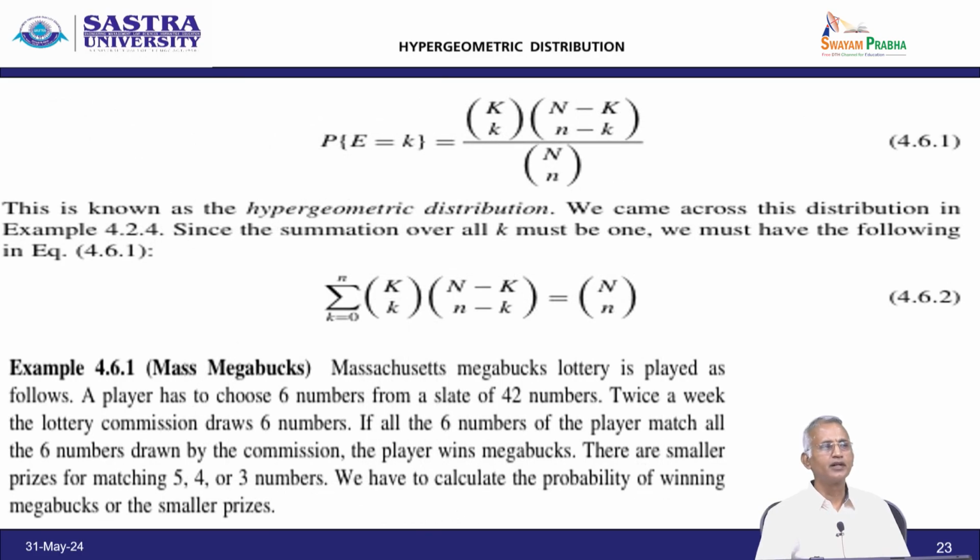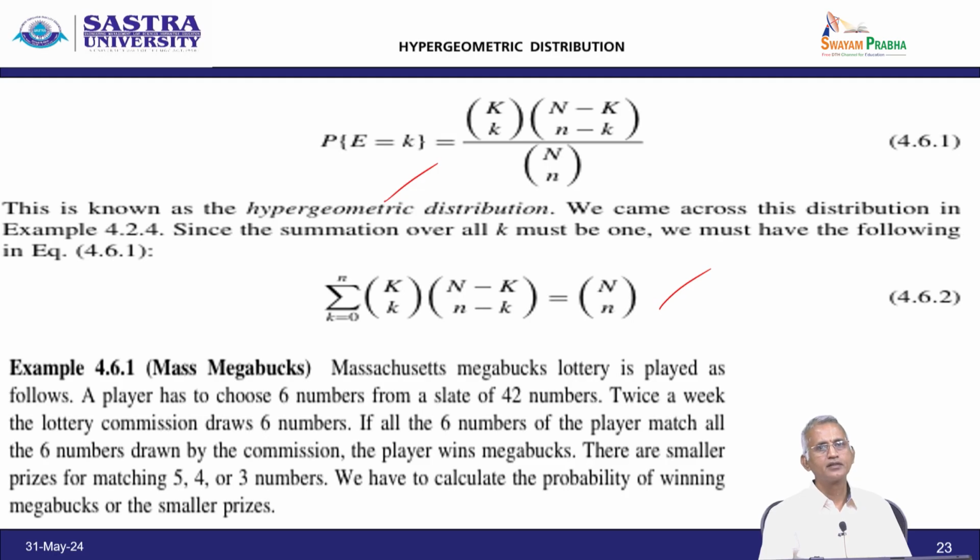Next, hypergeometric distribution. If the probability of E equal to k is kCk times N minus k C n minus k divided by NCn, it is known as the hypergeometric distribution, and this equation is a summation over all k. Therefore, the summation over k equal to 0 to n of kCk times N minus k C n minus k is NCn. Now, we have an example.